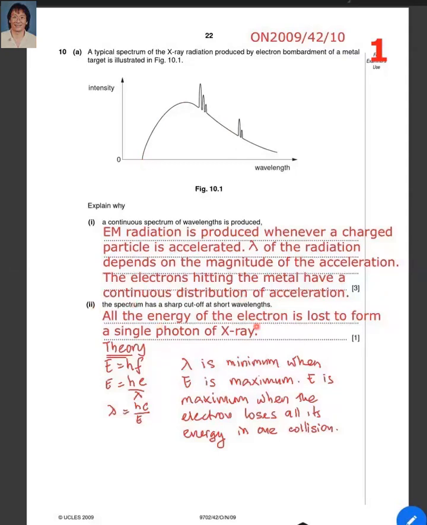All the energy of the electron is lost to form a single photon of X-ray. So the theory is that energy equals hf, energy equals hc over wavelength. So your wavelength, which is this wavelength here, equals hc over E. hc is Planck constant times the speed of light, which is constant. Therefore, your wavelength is inversely proportional to the energy, which depends on your V times e. V is the potential difference between the anode and the cathode. So lambda is minimum when E is maximum. E is maximum when the electron loses all its energy in one collision.